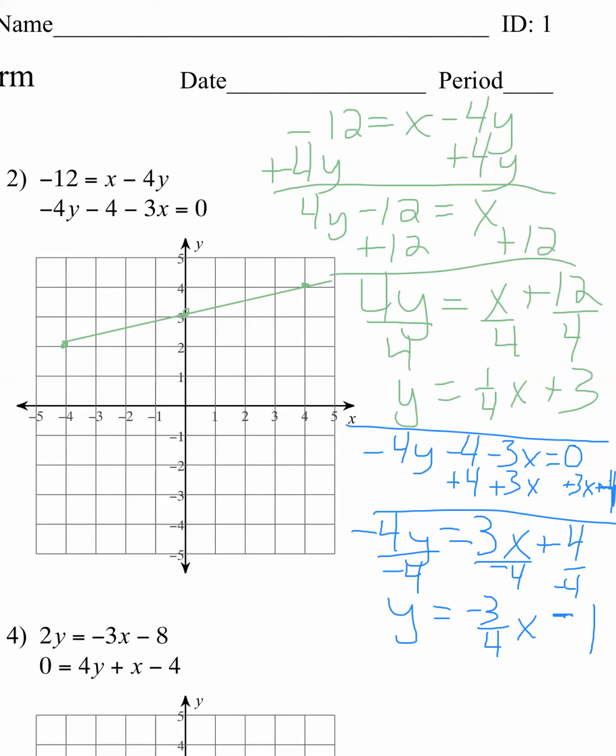Okay, so let's go ahead and graph this one, -1, and then we'll follow that slope, -3/4. So I'm going to go down 3 to the right 4. I don't have an intersection point, so let's try going on the left. So instead of going down 3 to the right, let's go up 3 to the left. Up 3 and to the left 4.